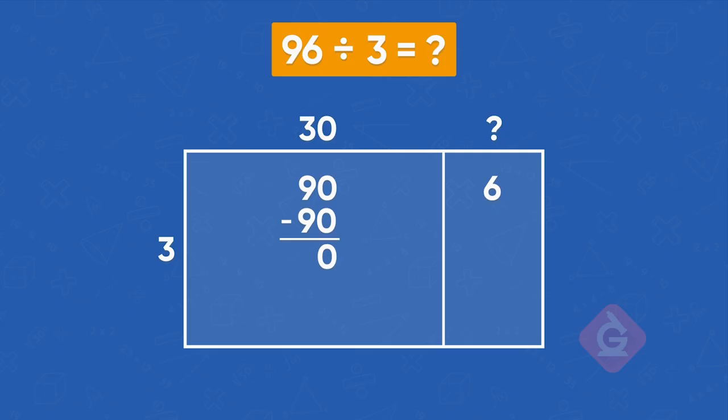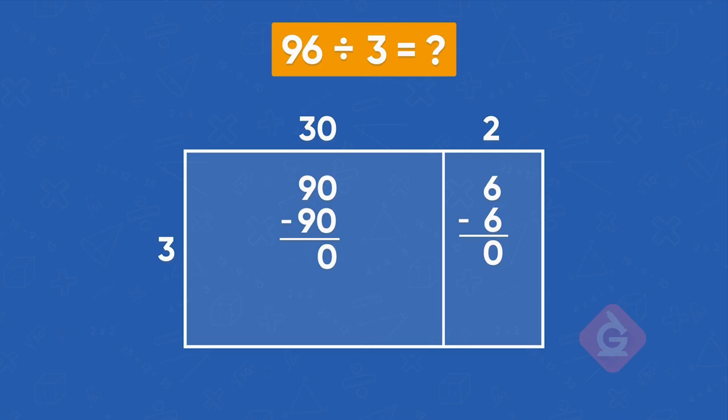Now we do the same process for the next section. We ask 3 times what number is 6 or less? I know that 3 times 2 is 6. We show that by writing 2 here and that 3 times 2 is 6 here. Now we find out how much area is left by subtracting. 6 minus 6 equals 0. That means we don't have any area left to divide up.